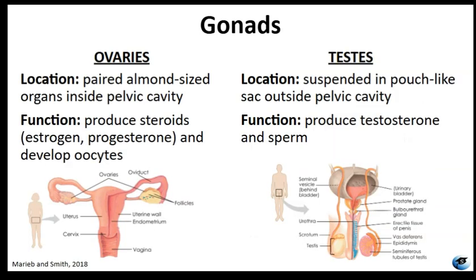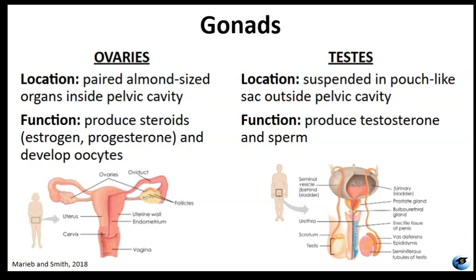Now, while the ovaries and testes have obvious reproductive roles, they're also important as endocrine organs because they contribute to hormonal balance and overall physiological regulation throughout the body. In females, the ovaries are paired, almond-sized organs located inside the pelvic cavity. Their main functions are to produce steroid hormones, specifically estrogen and progesterone, and to support the development of oocytes or egg cells. These hormones are essential for regulating the menstrual cycle, maintaining pregnancy, and supporting secondary sex characteristics.